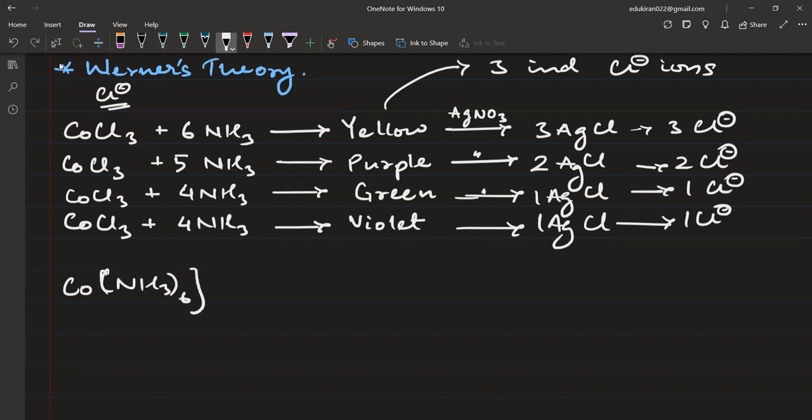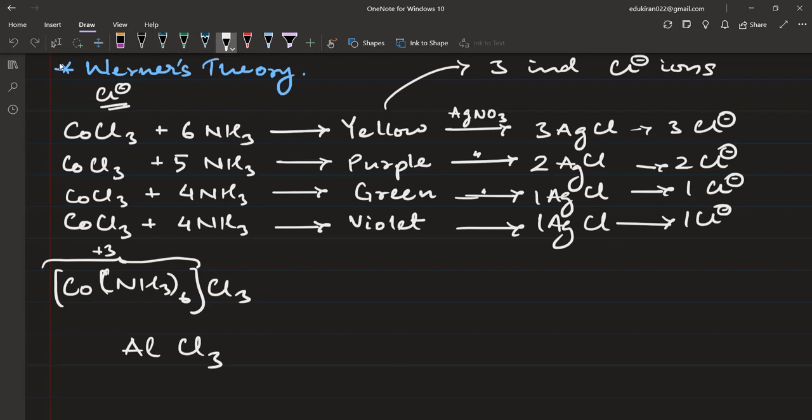Now this is one entity followed by Cl3. Just like you have AlCl3, aluminium chloride, very similar to that we have Co(NH3)6 and Cl3. If we just talk about the ionic bonding here, this complete thing in the square brackets will contain a positive 3 charge. So its oxidation state will be +3.